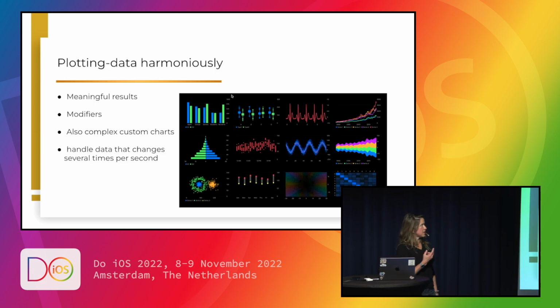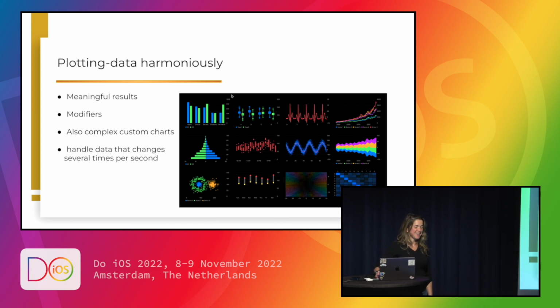The second thing is that you can plot the data in a really cool way. You can compose and display in different ways with, as I said, also modifiers. I don't know yet which one is not possible to make, but maybe you will tell me after that this one is not possible. And it's really, really fast to handle the data with Swift Charts.